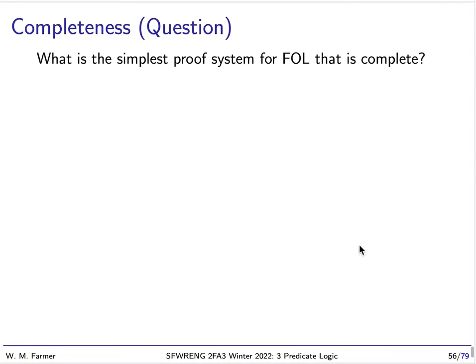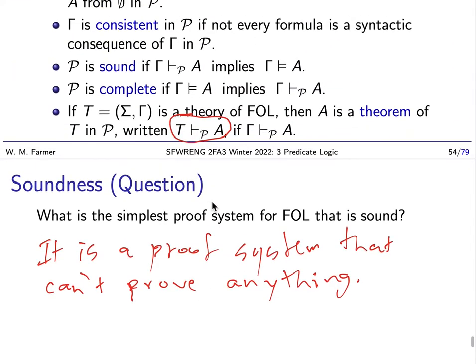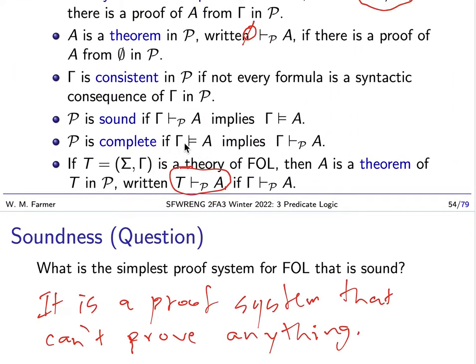So I have another question. This is about completeness. What is the simplest proof system for FOL that is complete? I'll give you a moment to think about this. Well, let's go back. Completeness says that semantic consequence implies syntactic consequence. The simplest thing is to make sure that we can prove everything. Because if we can prove everything, certainly we can prove semantic consequences.